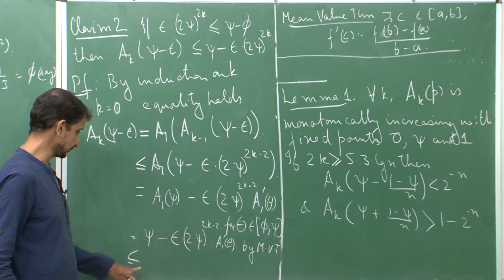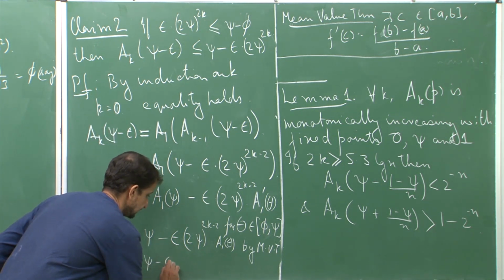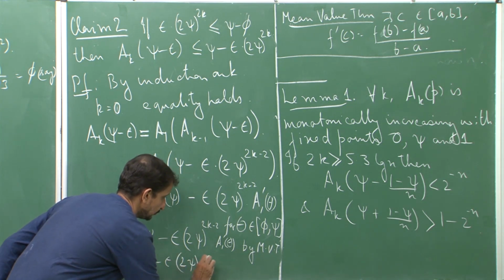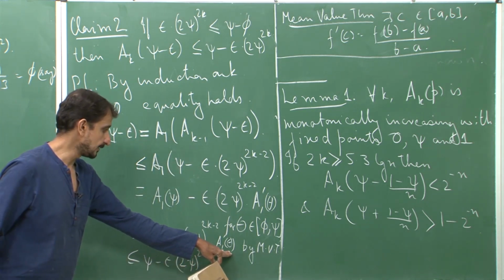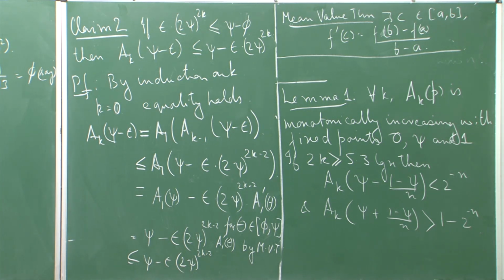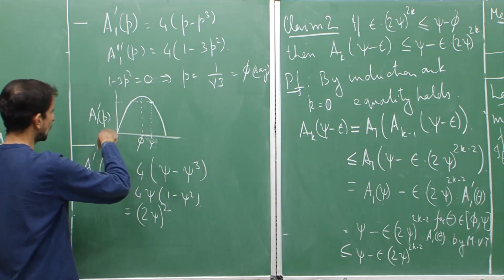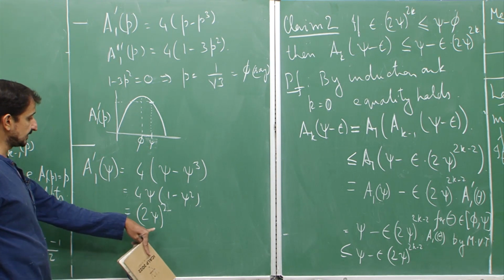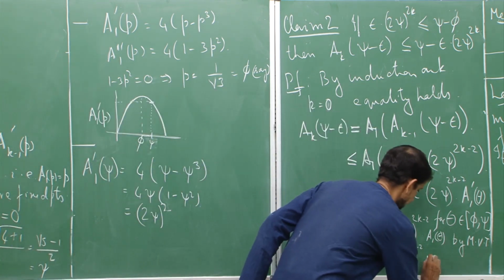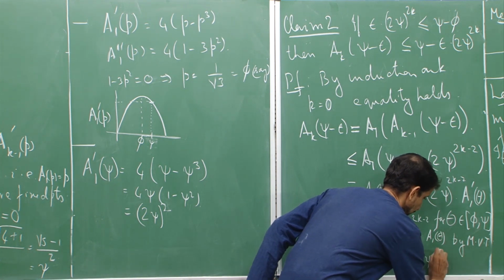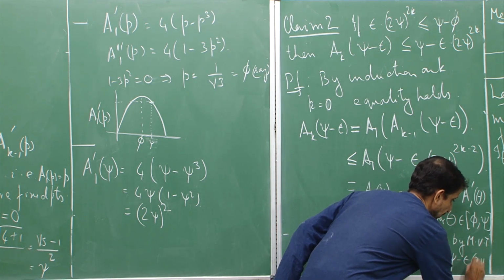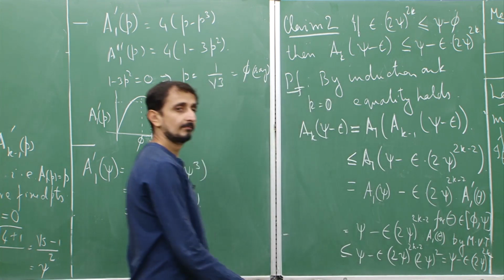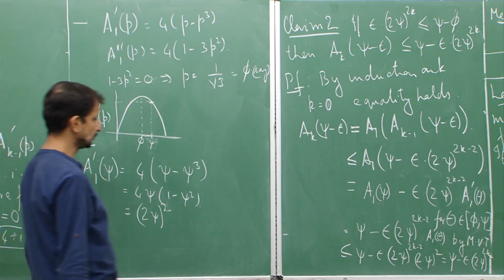So, I have a negative over here. So, this is upper bounded by psi minus epsilon, 2 psi times 2k minus 2, and I will just skip a step over here. So, a 1 prime of theta is lower bounded by a 1 prime of psi. A 1 prime of psi is 2 psi whole square. So, this I can write as times 2 psi whole square, which is what we want. Exactly. Okay. So, this proves the claim.